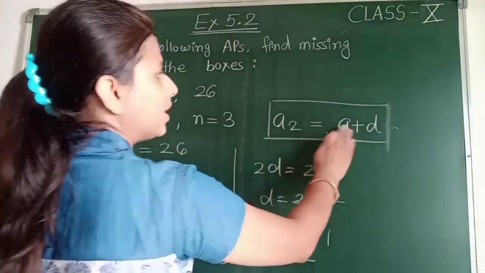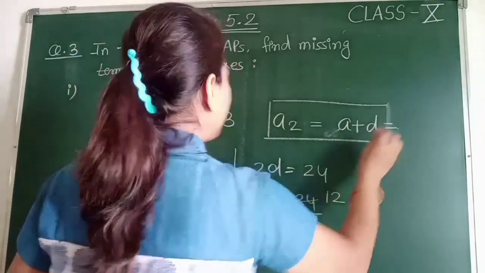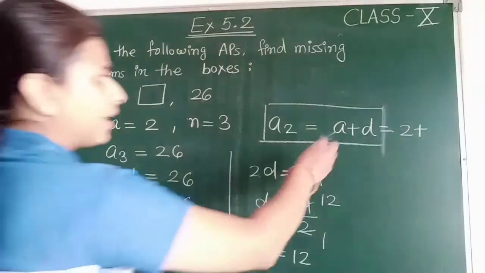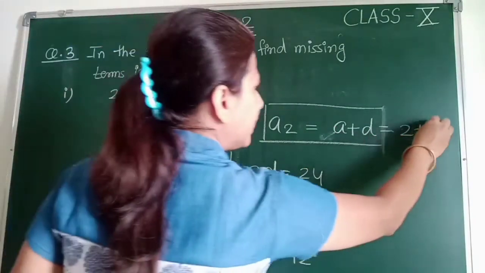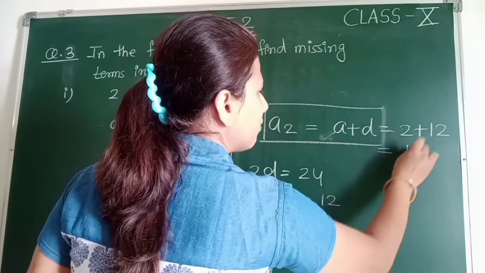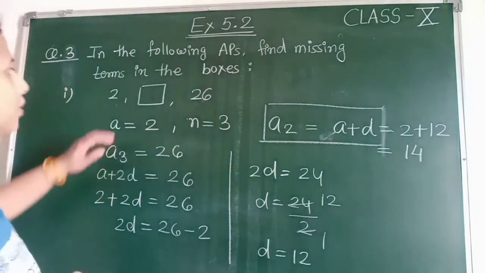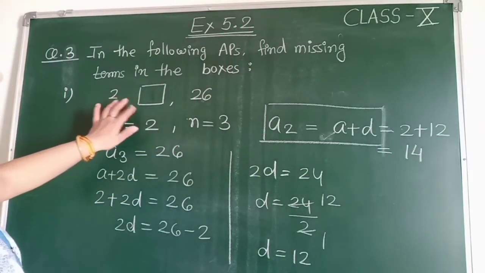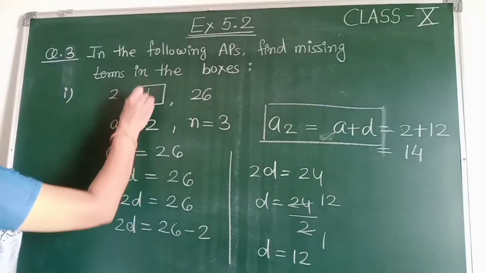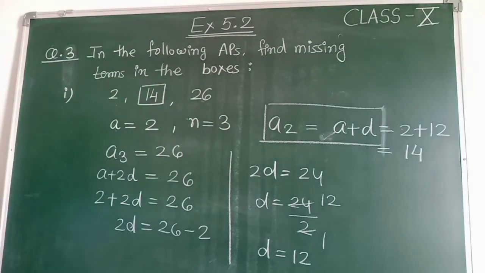Second term equals A plus D, and the value of A, which is already given, is 2, and then we will substitute the value of D. The value of D is 12, and the addition of 2 and 12 will be 14. So for this particular question, in this box, which number will come? Yes, 14 will come.